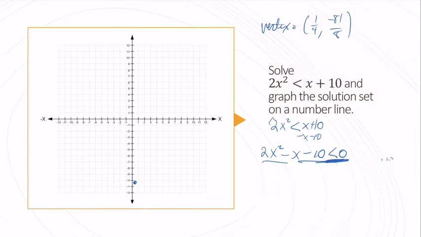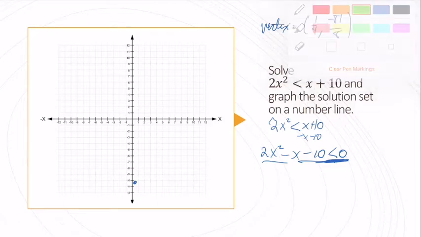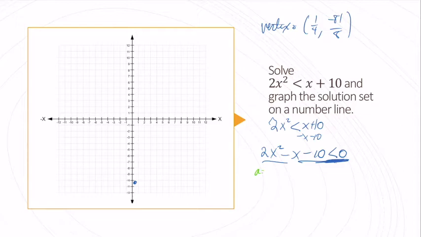So now I want to find my x-intercepts. I can do that by using the quadratic formula, which I don't want to do because I like factoring. So I want to find the factors of a times c that add up to b. So ac in this case is 2 times negative 10, which is negative 20. Some factors of negative 20 that add up to negative 1 are negative 5 and 4. So I have 2x squared minus 5x plus 4x minus 10 is less than 0, and I can factor.